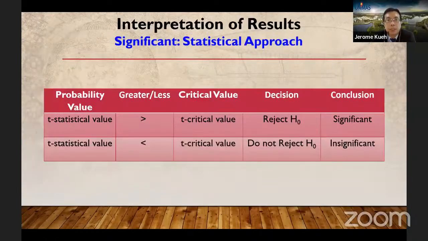And the other approach is the statistical approach. Basically, we can refer to the statistical value: if it is greater than the critical value, then we can reject the null hypothesis, or if the statistical value is less than the critical value, then we do not reject the null hypothesis. As a conclusion, it means that it is not significant. So this is the statistical approach.